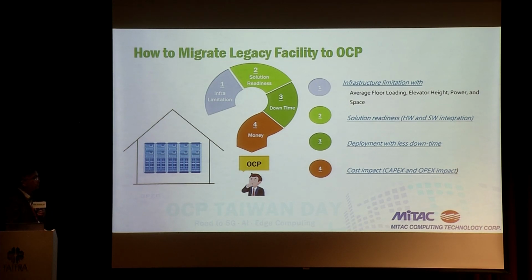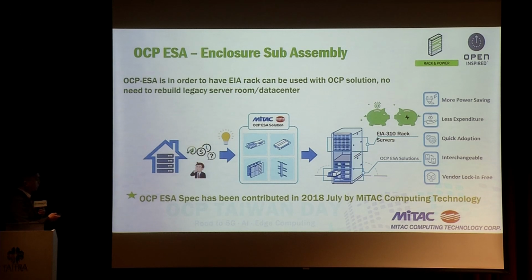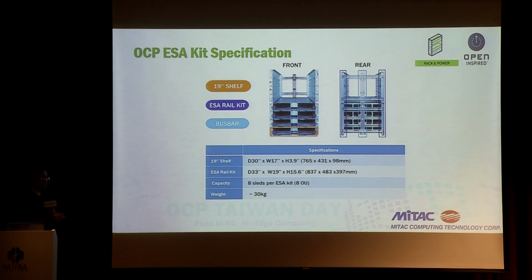So how can we do it? Here is the ESA solution we contributed last year, with 3 key components: the rail modules, the bus bar, and the 2 OU shelf. Combine these together to install into the traditional 19-inch rack. You can let it work with the traditional servers together in the same rack and put the OCP server in. So now you can have the OCP solution running in the traditional 19-inch rack. Take a look at the ESA. It's simple.